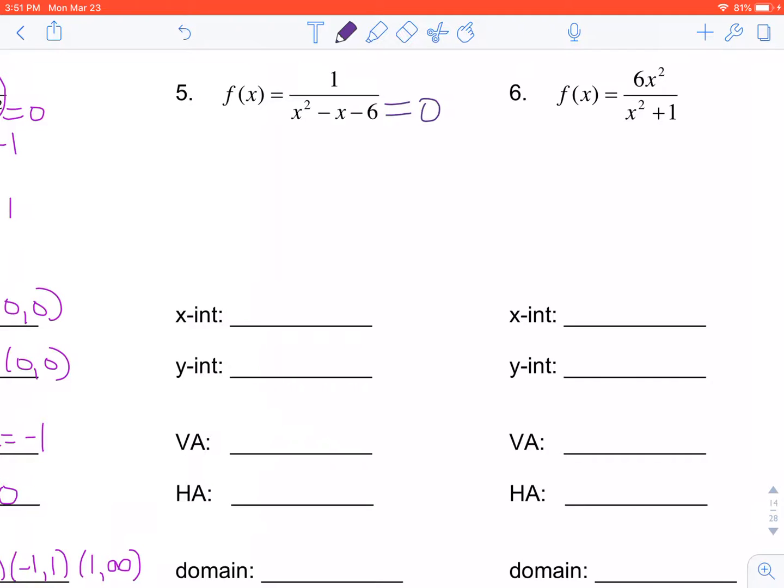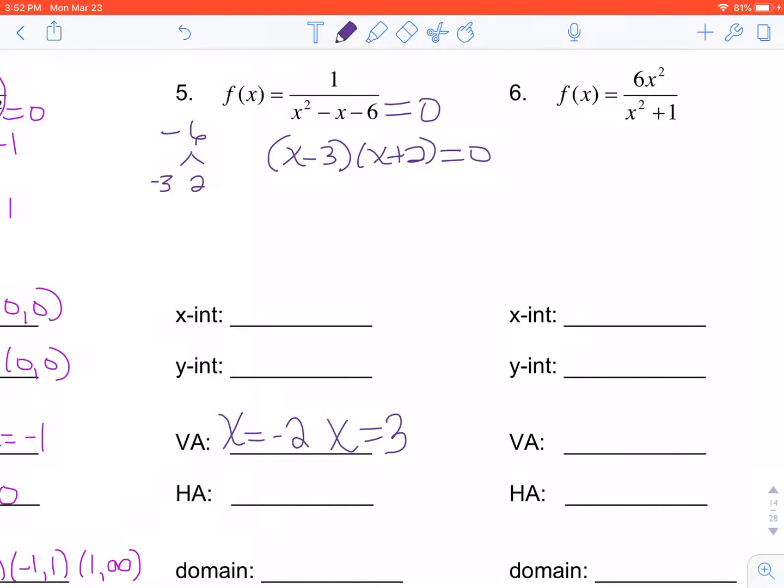So we've got a negative 6. We're trying to make a negative 1. It's a negative 3 and a 2. This is just regular old factoring, basic factoring. x minus 3, x plus 2. Remember, you're supposed to set the denominator equal to 0 to find the vertical asymptote. So if you now solve for both of them, you end up with x equals a negative 2 and x equals a positive 3.